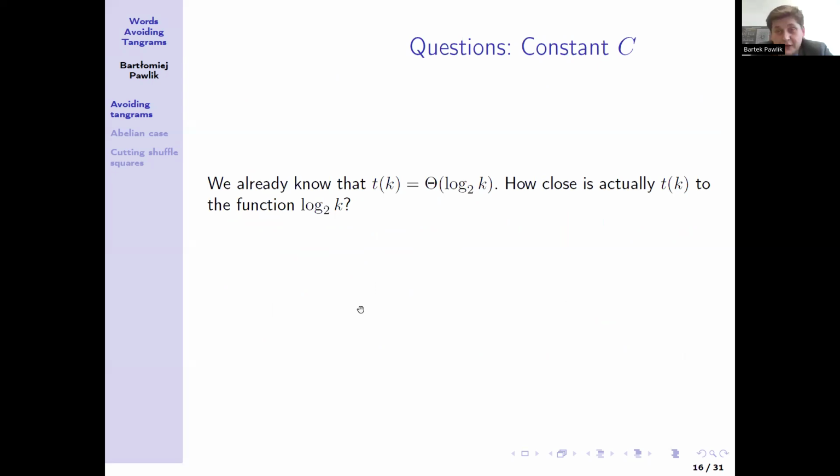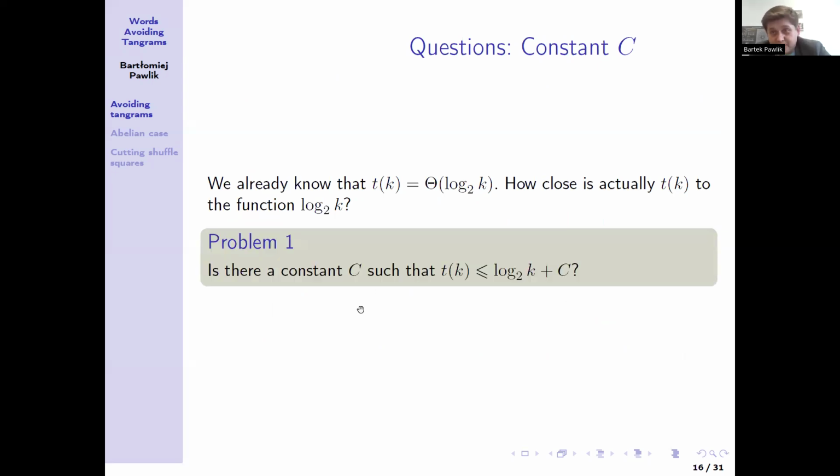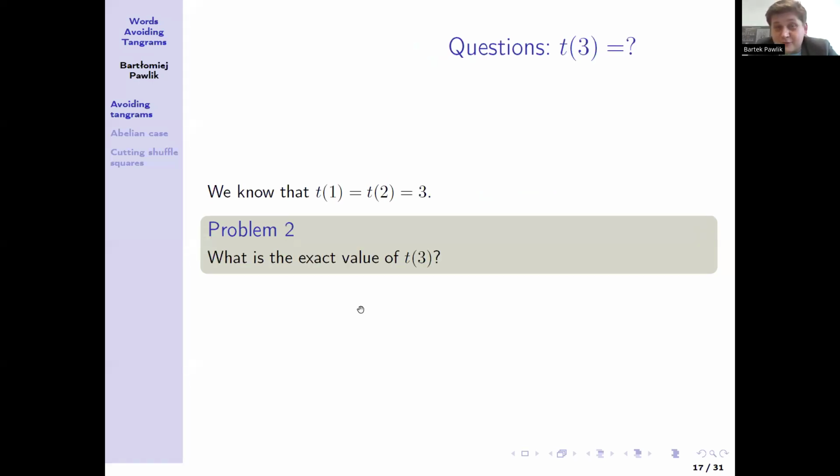Yes. So now we do have some questions, of course, when we get these bounds. First of all, we know that tk is logarithmic, so we ask ourselves how close it is to the logarithm. And this is the first problem. Is there a constant such that tk is less or equal logarithm 2k plus this constant? We would like to know if that's true. And the second question is what is the exact value of t3? Because we know that t1 and t2 equal 3, and this is a very easy task.